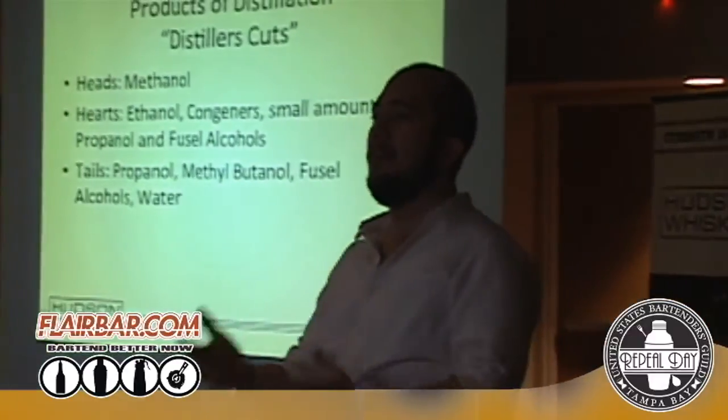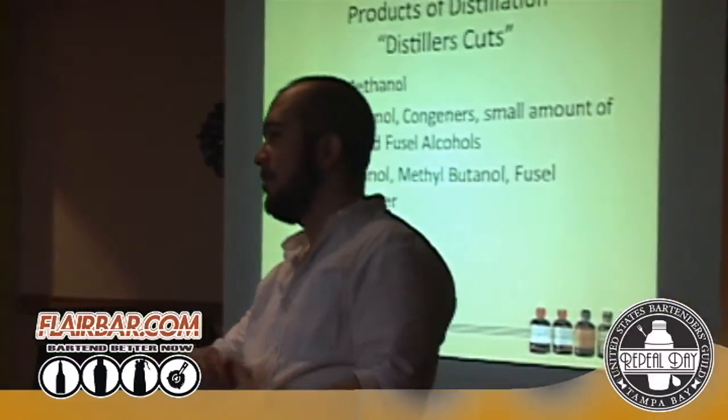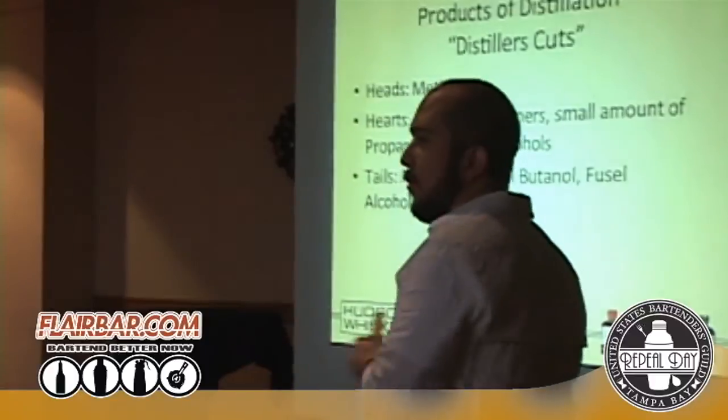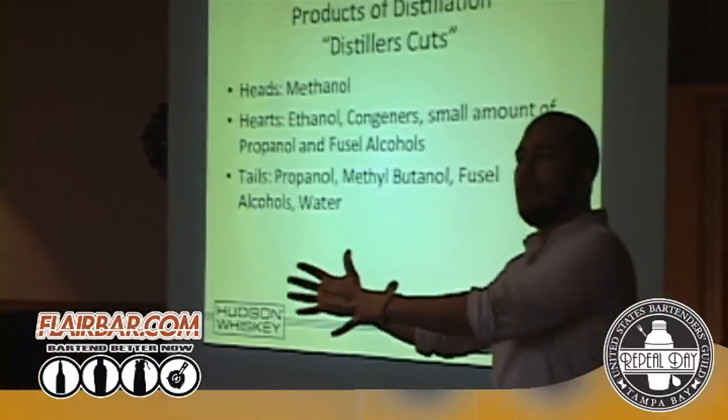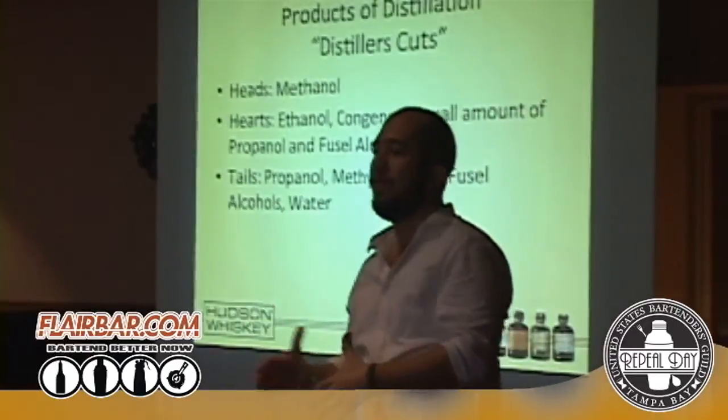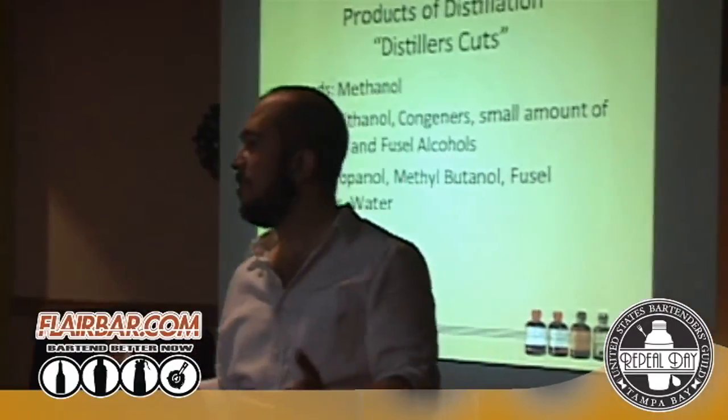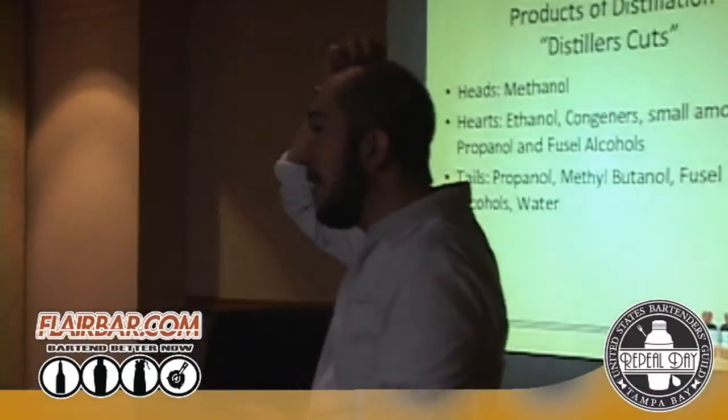We want some of these things in there for flavor and for mouthfeel, but too much is going to give us a subpar final product. So we'll cut off the tails. We collect the tails. We might end up with, off of one batch, 25 gallons or so at about 80 proof. So that's a lot of good alcohol.